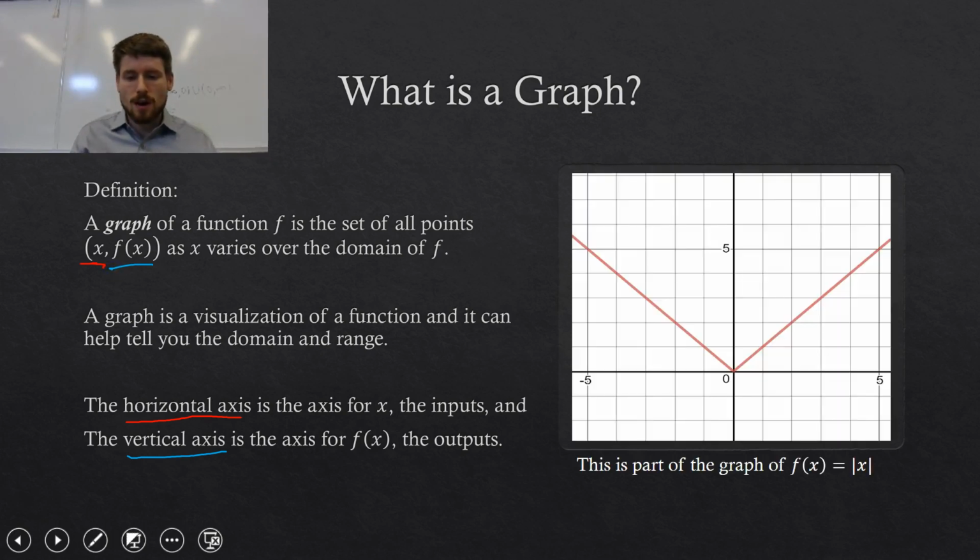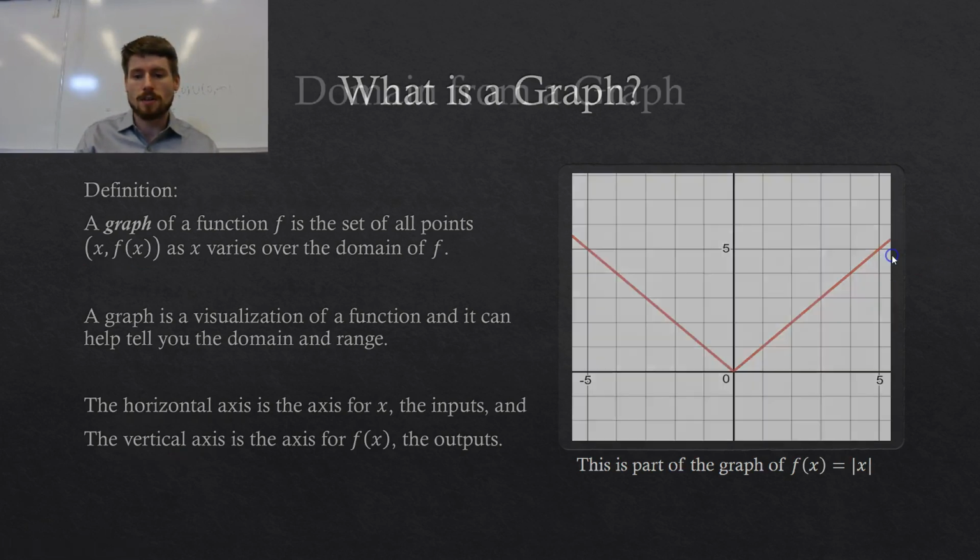Okay. All right, so here's an example of what a graph might look like. That's part of the graph f of x equals absolute value of x. We'll tell you how you can use the graph to read values and determine domain and range in a moment. Just in case you're curious, the domain for this graph is all real numbers, and the range is from 0 to infinity.